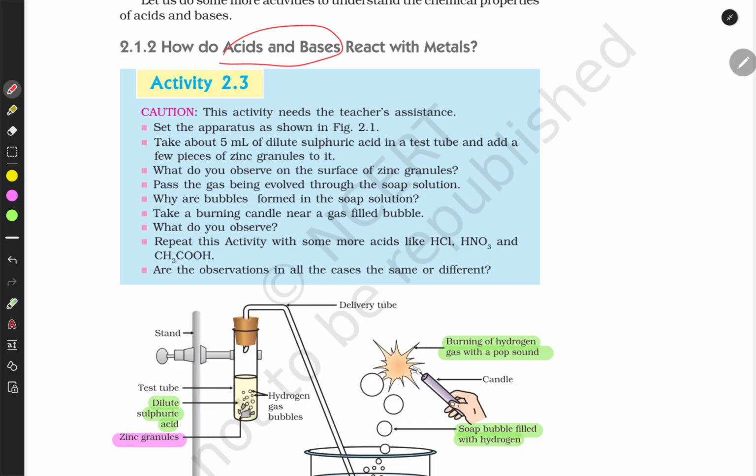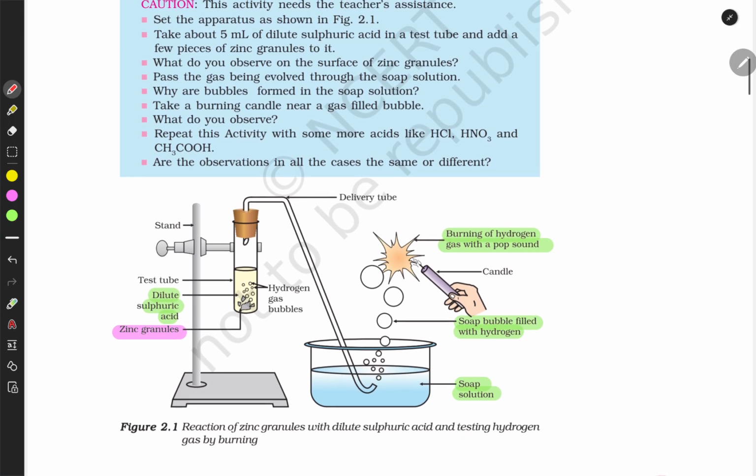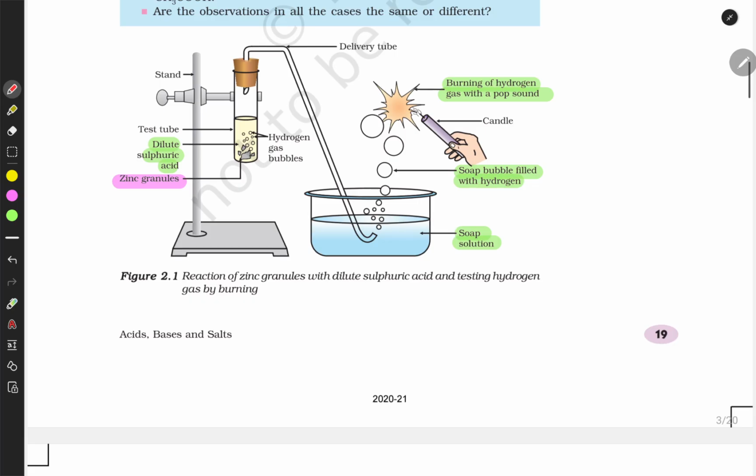Let's learn how acids and bases react with metals. Here is a diagram which shows that when zinc granules react with dilute sulfuric acid, some gas emerges. When this gas is passed through soap solution, it forms bubbles, and when we light the bubbles, they burn with a pop sound. This indicates hydrogen gas. So when this chemical reaction happens, hydrogen gas is formed.